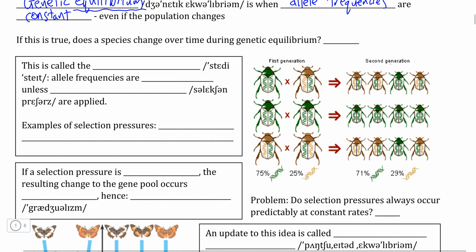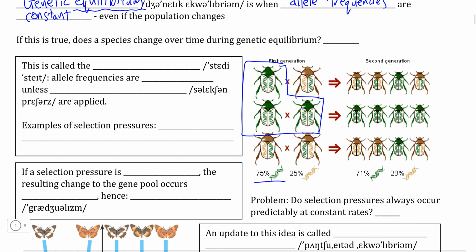Now, in the ancestral population, or the first generation, if you will, we can see that 75% of all DNA codes for a green exoskeleton, while the other 25% codes for yellow. If we look at the observable phenotypes here, we can see that 50% of our population is homozygous for green, and the other 50% of our population is heterozygous for both of the exoskeleton colors.